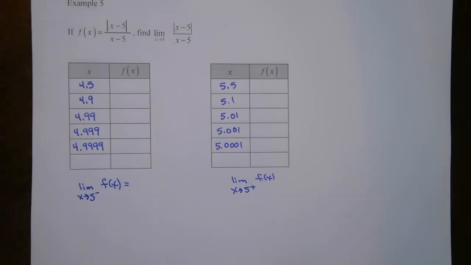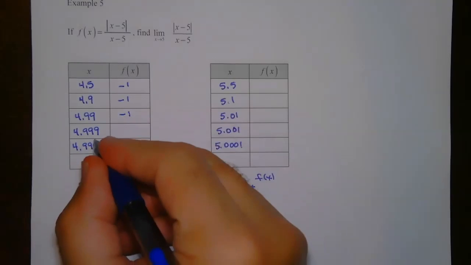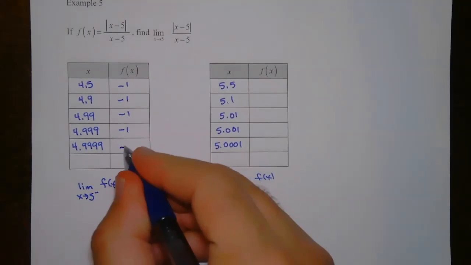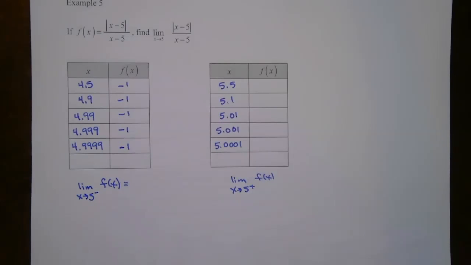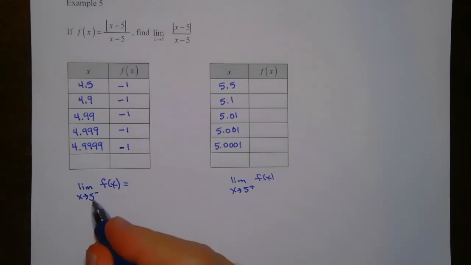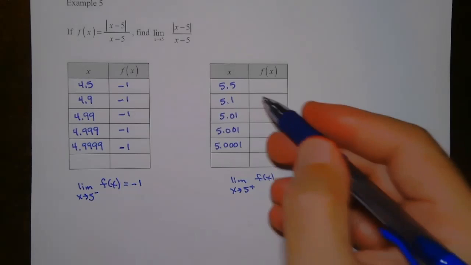Now I'm going to go to my table and put these values in. So 4.5 gives you -1. 4.9, exactly -1. If you go on top of it, it's exactly -1. 4.99, -1. 4.999, -1. And I picked this problem on purpose because these are all the same. It's not approaching in the traditional sense, but it's always the same. So if you approach 5 from the left, the function value is always -1.